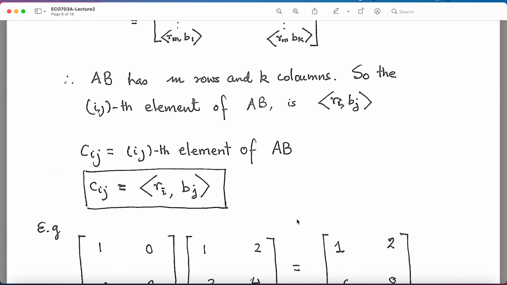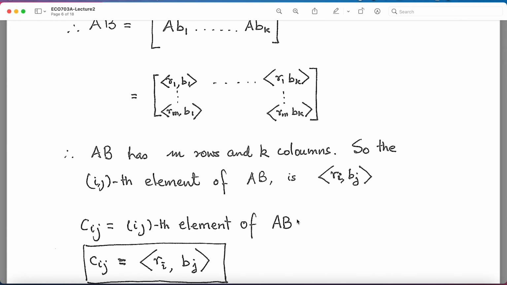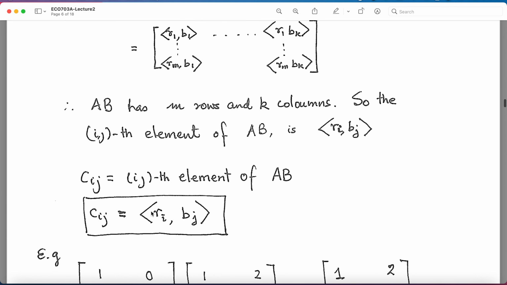Immediately you see that the very notion of the dot product can now allow me to define the elements of a matrix. Let C be equal to AB, A into B. If I write the matrix AB as C, and the ith jth element is called Cij, then Cij is obtained by taking the dot product of the ith row of A with the jth column of B. This is the game.